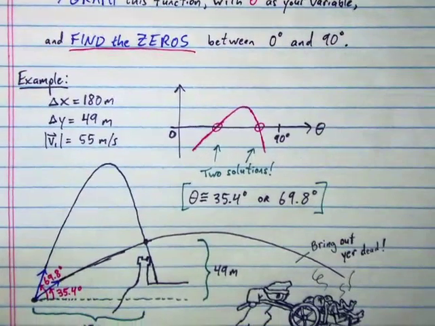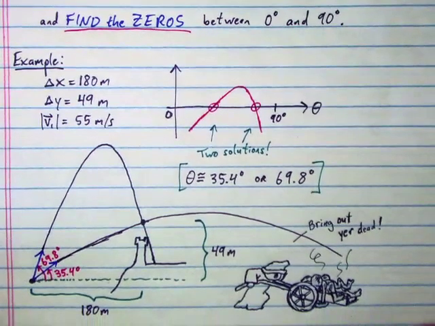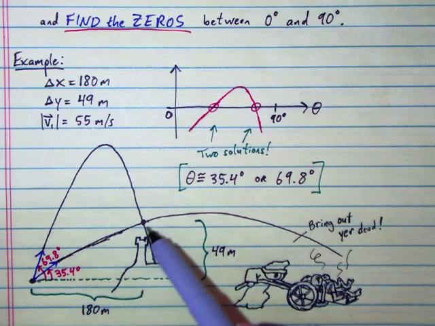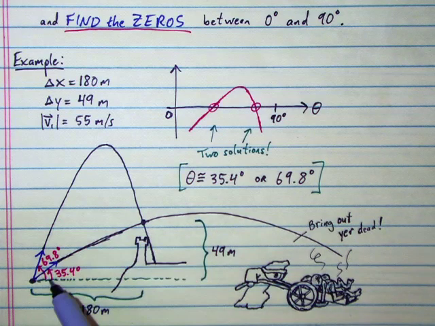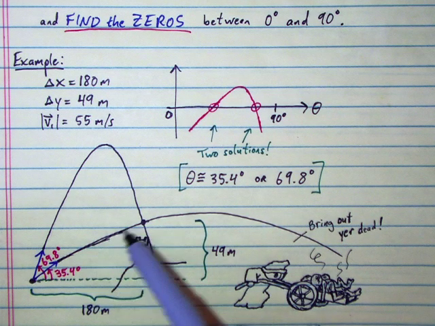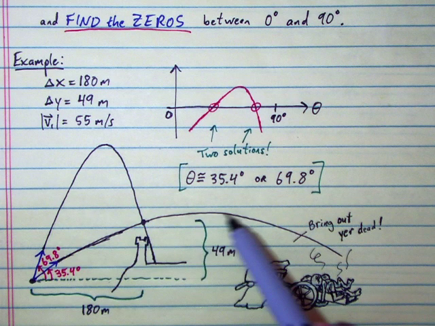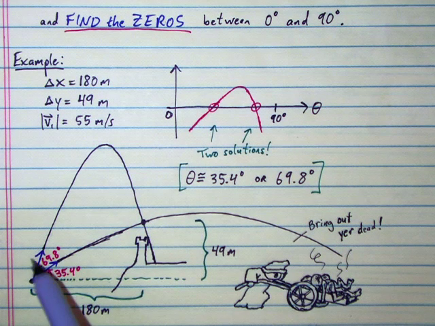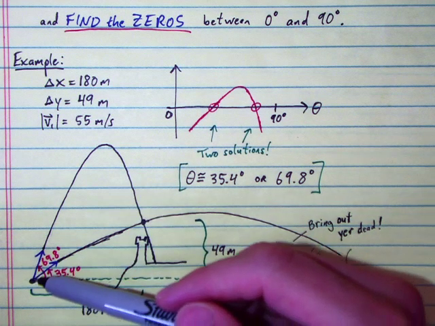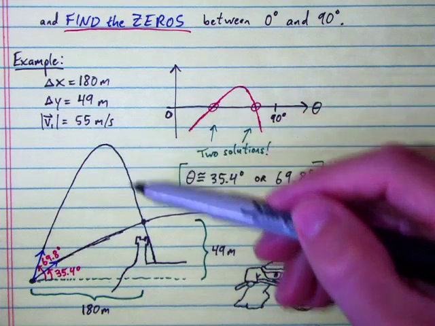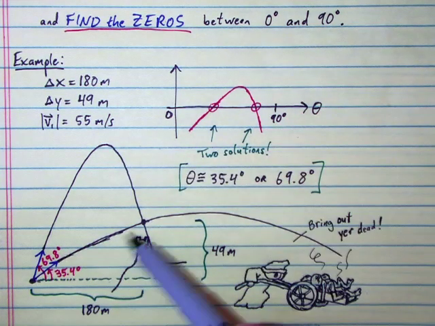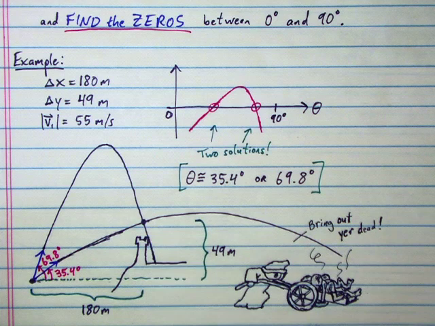What that means is there are 2 possible angles you could launch at to get over the fortress wall. 35.4 degrees would launch you on this trajectory here, sort of skirting right over the top, or you go to a bigger angle, 69.8, that'll get you up high and then right down through that same point. Both these trajectories will take you through that point right there, get you inside the fortress.